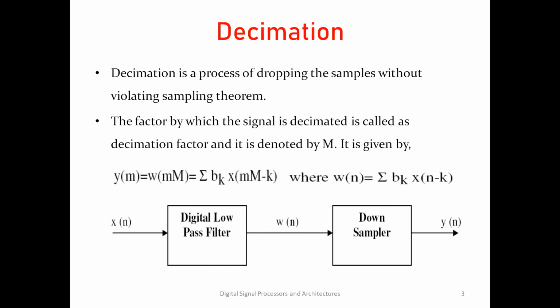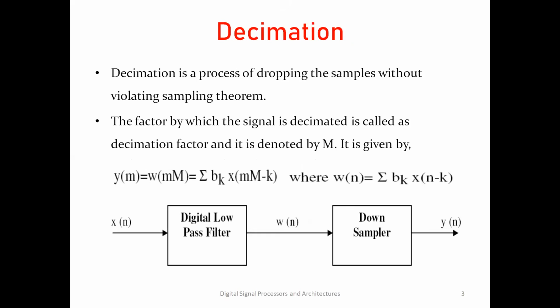Decimation, as we have discussed, is a process of dropping samples without violating the sampling theorem. The factor by which we decimate is known as the decimation factor, and here we represent it with the capital M. The output of the decimation process is represented as Y of M, and this equation represents the input-output relation of the decimation.